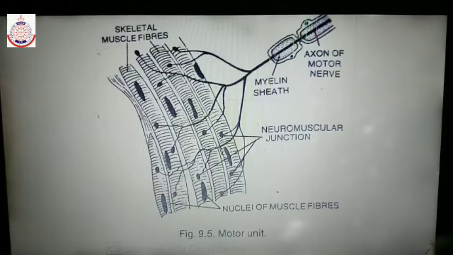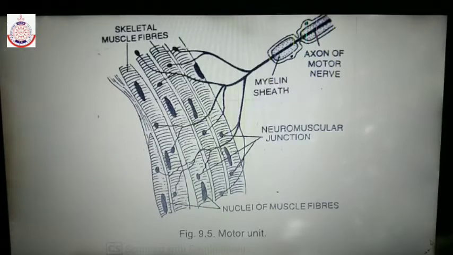Namaste students. Today we will start with the next topic of chapter 20, that is mechanism of muscle contraction. Before starting this topic, let's study about motor unit. What do you mean by motor unit? Because this is an important part of the mechanism of muscle contraction.